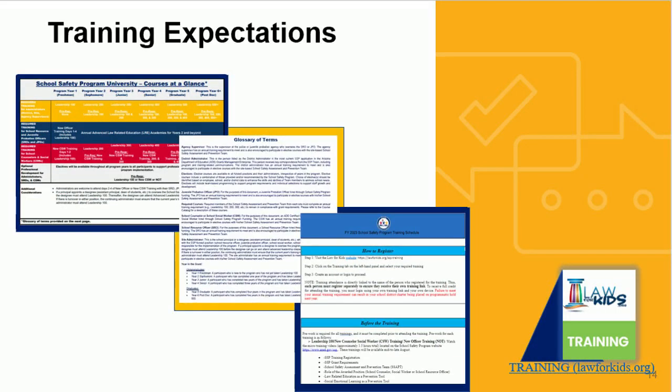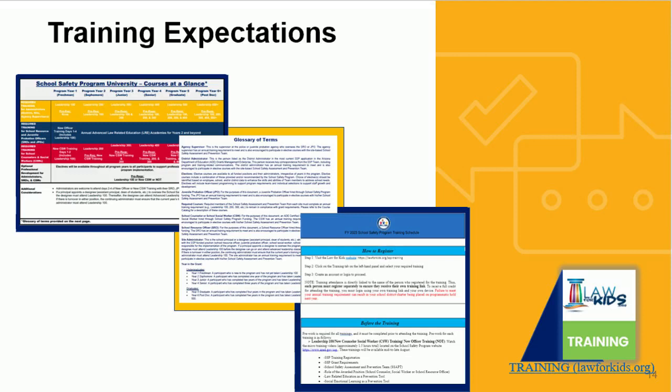The colorful document on the far left on your screen, the University Course Catalog, highlights the training expectation for each role as well as provides a glossary of terms for each position mentioned in the grant. We want you to know how we define each position. Each year, every participant has an annual training requirement. This is one training per year.